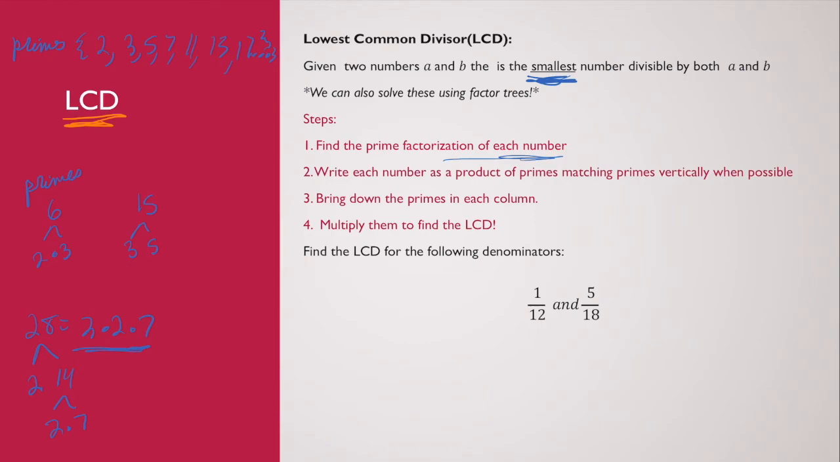Then what we're going to do is write each number as a product of primes in matching vertical columns, and bring down the primes in each column. We multiply those to find the LCD. Okay, what does that look like? Let's take 12 and 18.